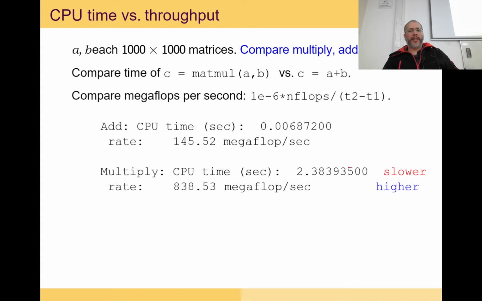So any guesses why is it that the multiplication is larger efficiency than addition?